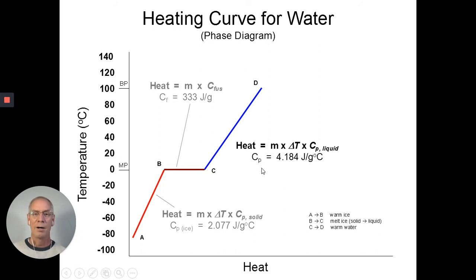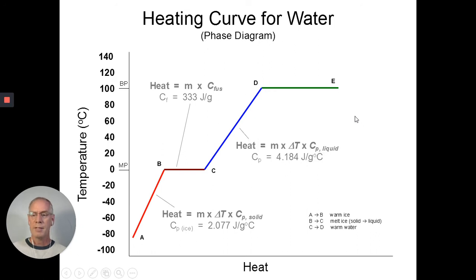The specific heat of liquid water is 4.184 joules per gram degree Celsius, right? That's the same as one calorie, isn't it? 4.184 joules. That's how much energy it takes to raise 1 gram of water 1 degree Celsius. Now, if we were to continue to heat up our water once it gets to 100 degrees Celsius, it won't get any hotter. All we'll do is boil the water away out of our pan.